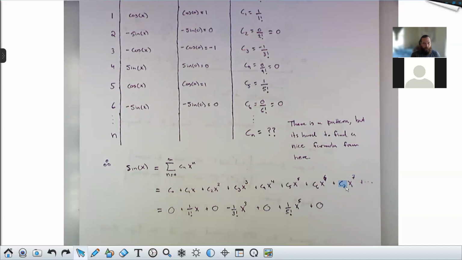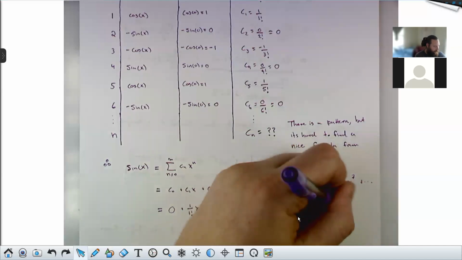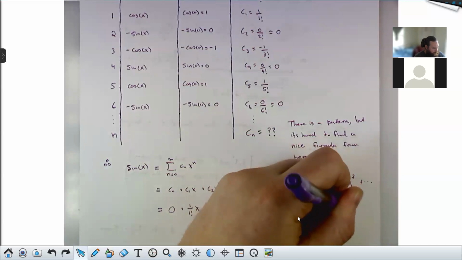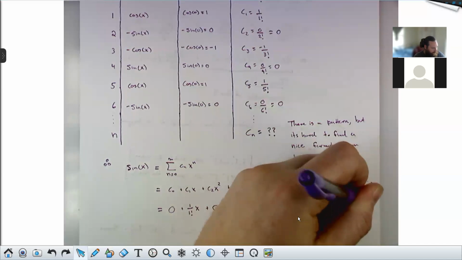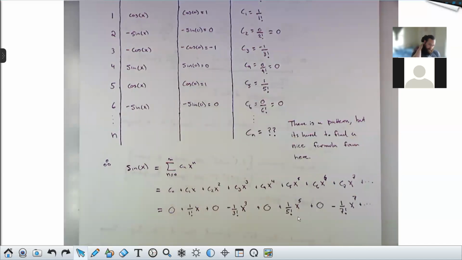Following the pattern, what would this be? Yeah, excellent. So this would be 1 over 7 factorial, right? It would actually, C7 would be negative 1 over 7 factorial, right? Plus, minus, plus. So this whole term here would be minus 1 over 7 factorial times x to the 7. And the series would continue on.